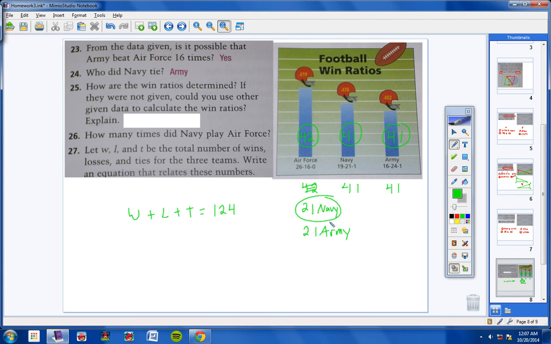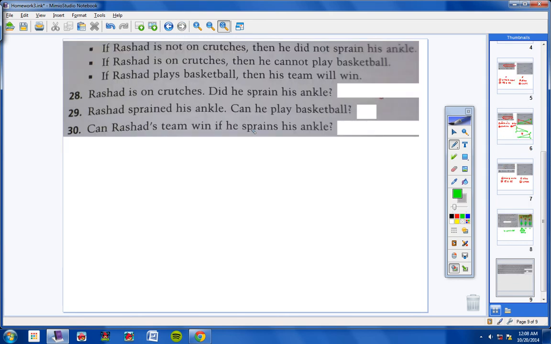Okay, there we go. So if you add all of those up, you would get 124. So that's a pretty simple equation. Just take all the wins plus all the losses plus all the ties. It will equal 124 total games. Okay. All right, let's continue on.